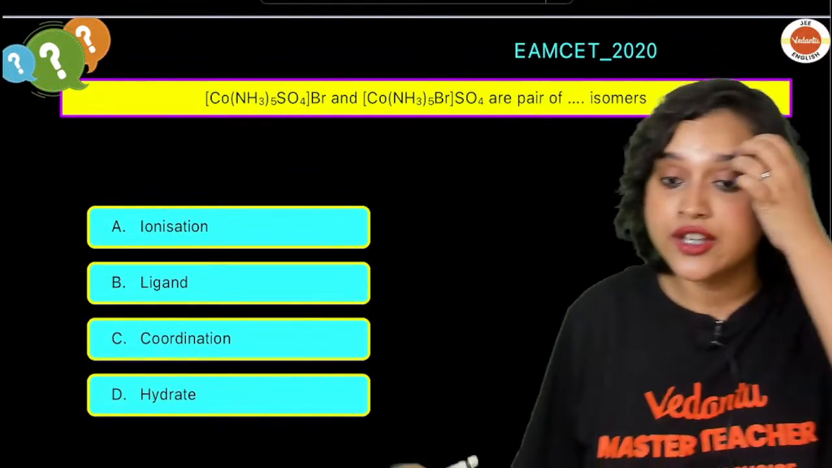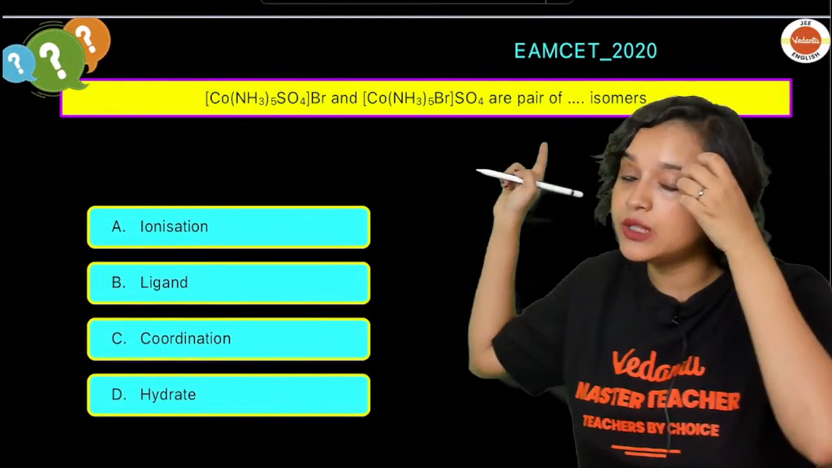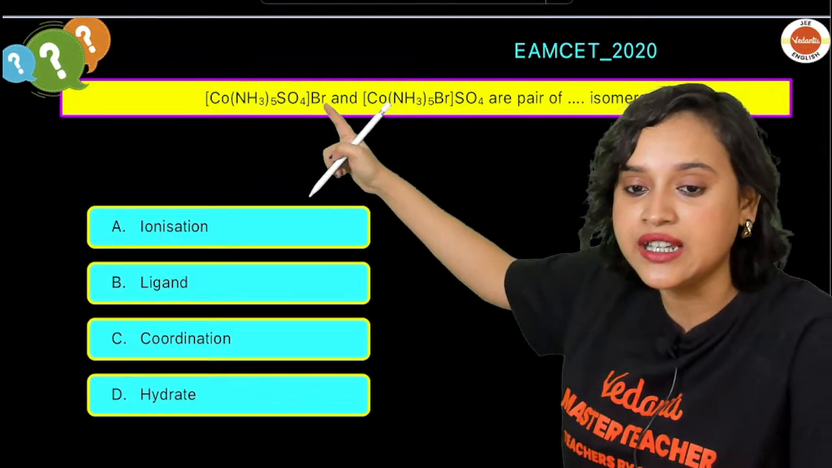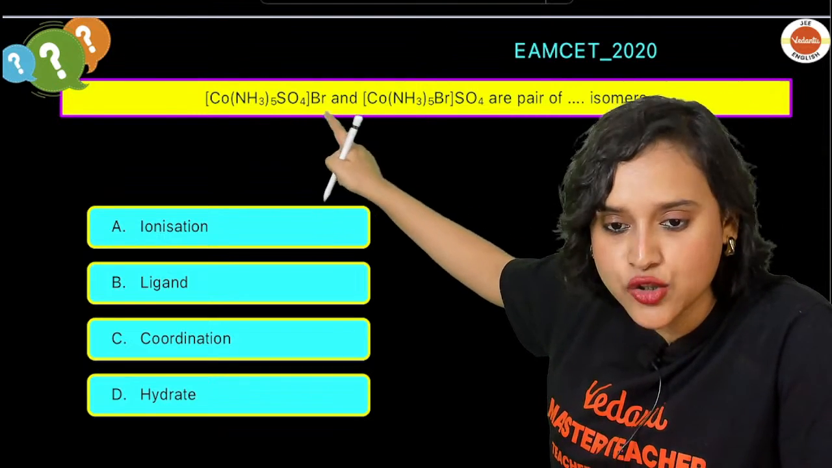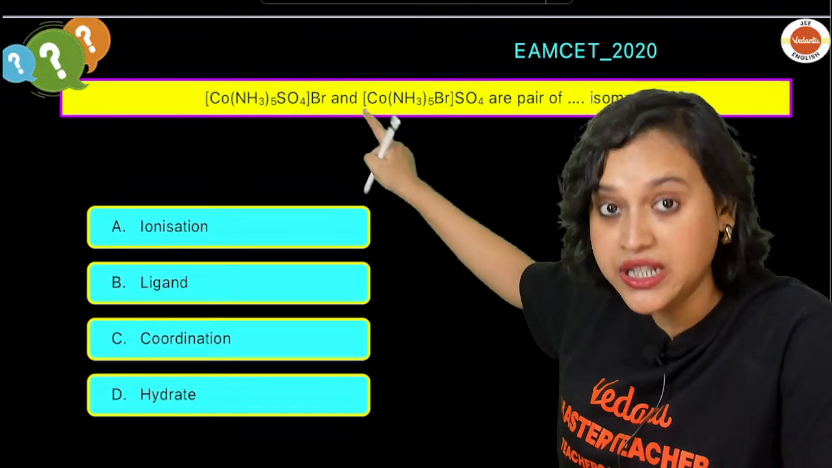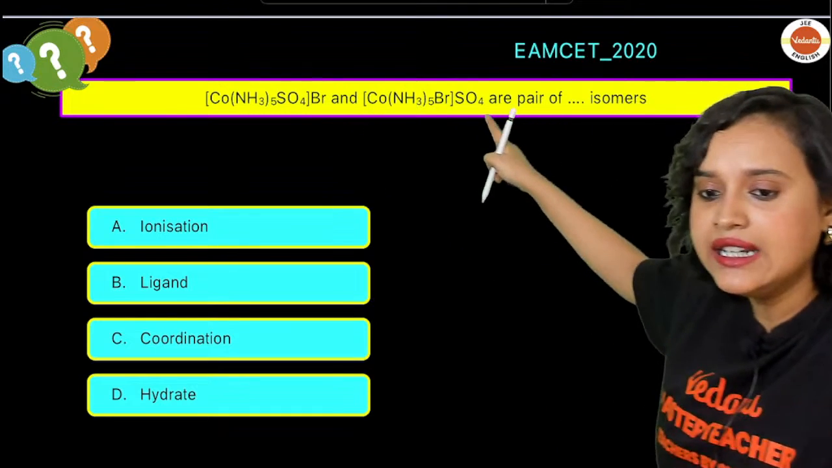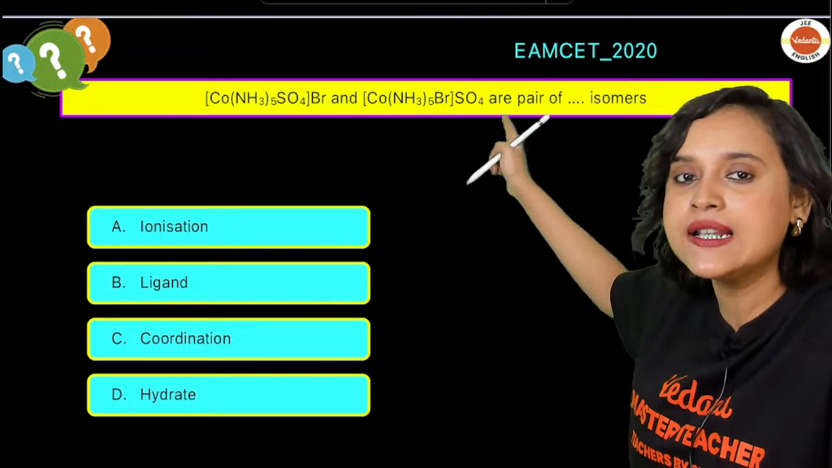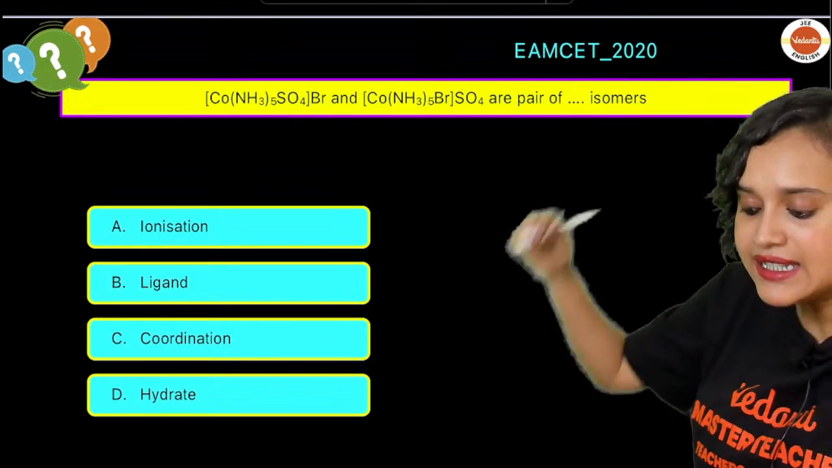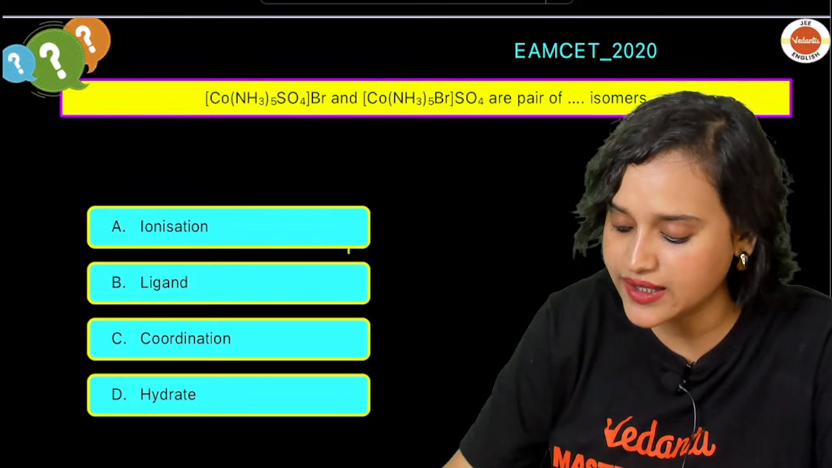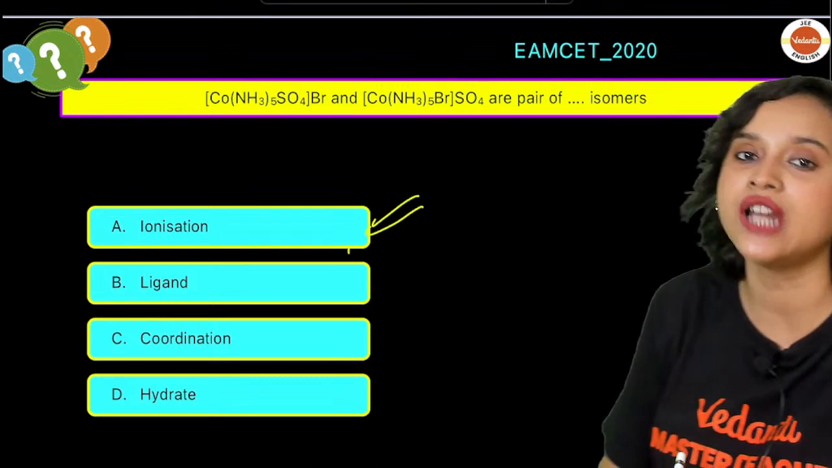Okay. So what type of isomers are these, guys? See, in one compound, Co(NH3)5SO4 Br, the Br is outside, so Br is the counter ion. In the next compound, SO4 is the counter ion and Br is inside, okay? And this type of isomers, my dear students, is called ionization isomers.